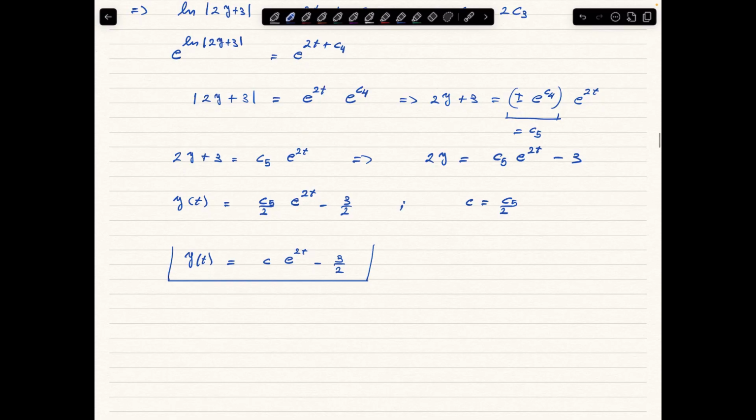These are all the solutions of the differential equation, and they are given in explicit form. So these are explicit solutions.